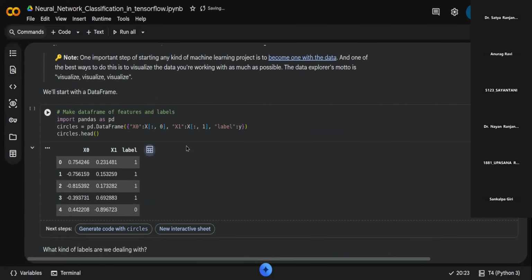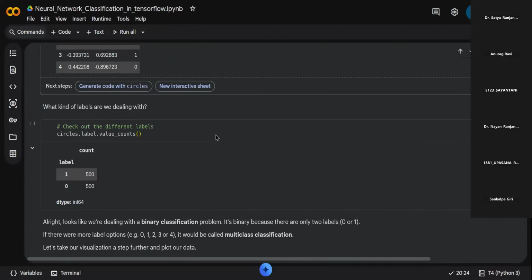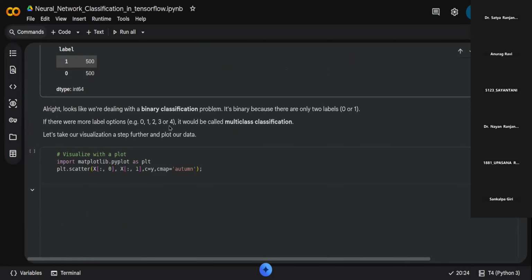Okay, so I am putting the data set in a data frame. So let's create a data frame. This is my data frame with x0, x1, and the label is 1, 1, 1, 0, 1, 0, like that. And if you want to calculate how many 0s and 1s are there, it is 501 and 499, so it is a nearly perfectly balanced data set.